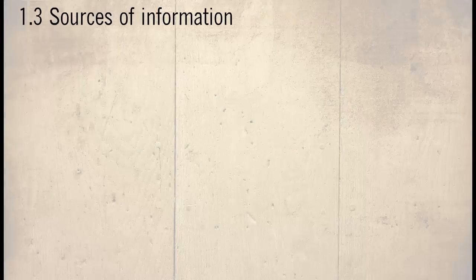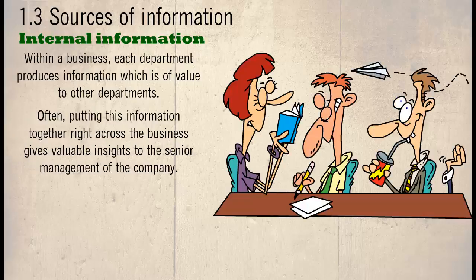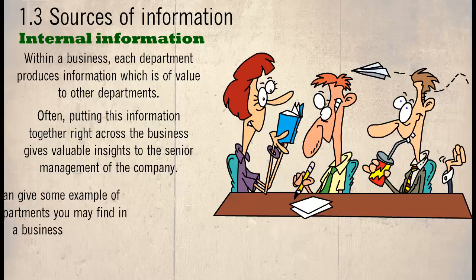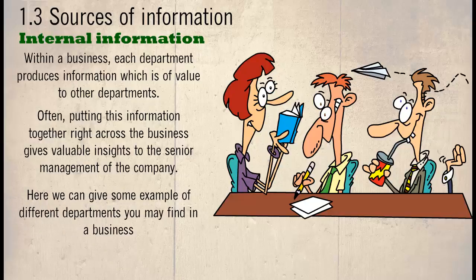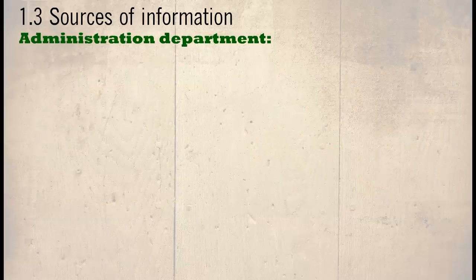Sources of information. Internal information. With a business, each department produces information which is valuable to other departments. Often, putting the information together right across the business gives valuable insights to the senior management of the company. Here we can give examples of different departments you may find in a business with a short explanation of what they do. The administration department.